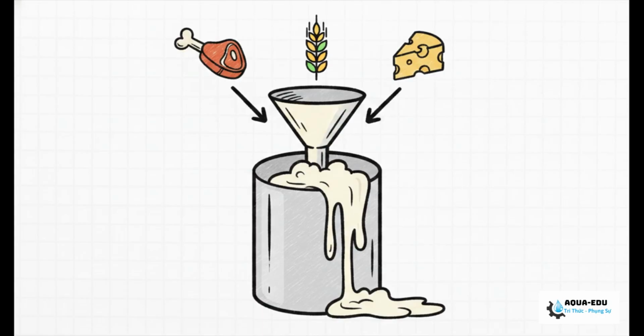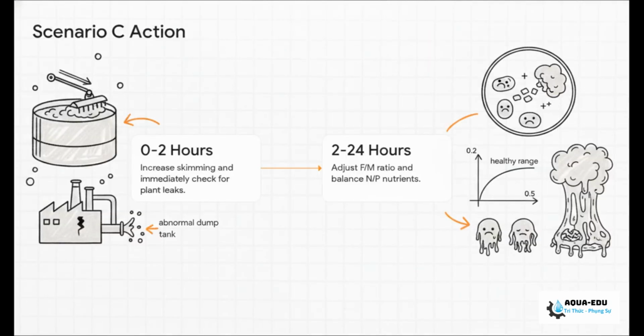Moving right along to scenario C. This is what happens when we get hit by high-protein loads. We see this all the time in food, beverage, brewery, or slaughterhouse processing plants. First things first, contain the spill quickly by dialing up your skimming frequency. Run out to the factory and check for abnormal dumps, maybe a ruptured tank or a massive post-production equipment wash just happened.